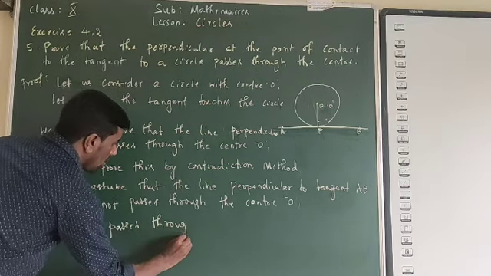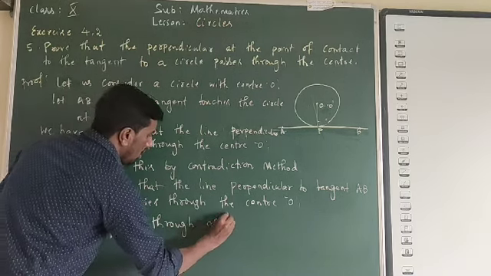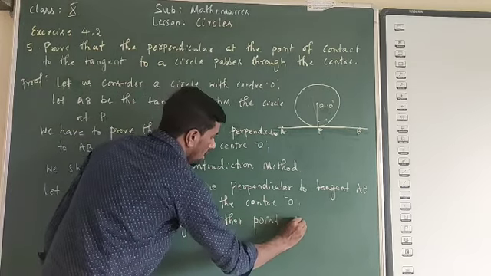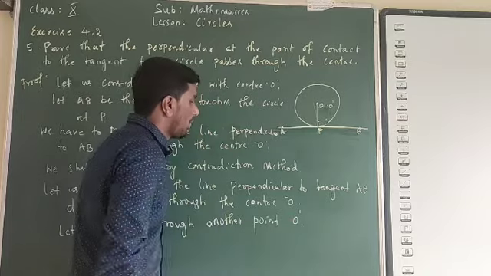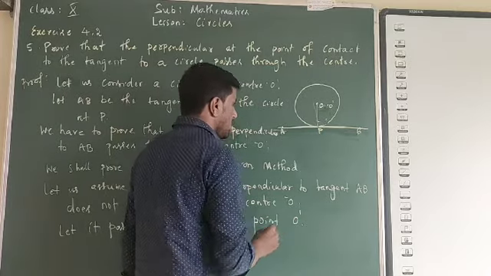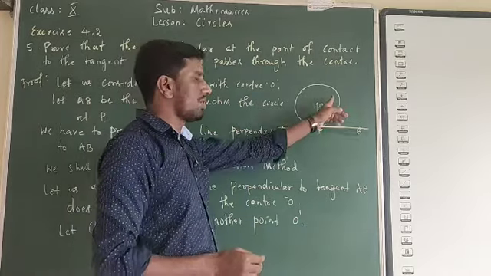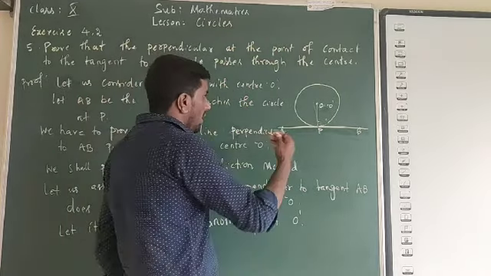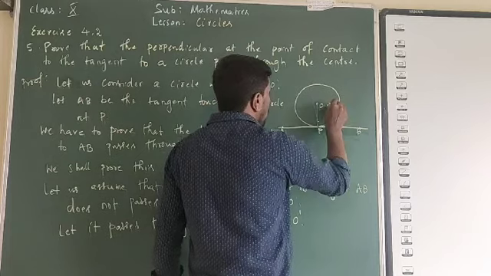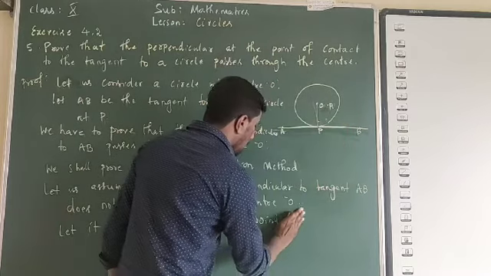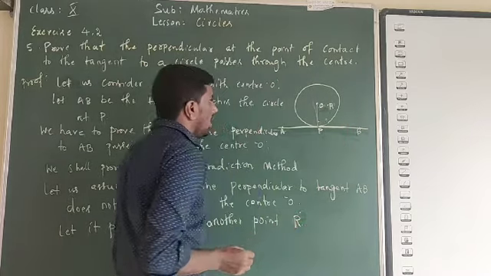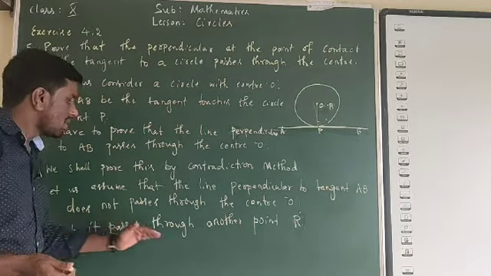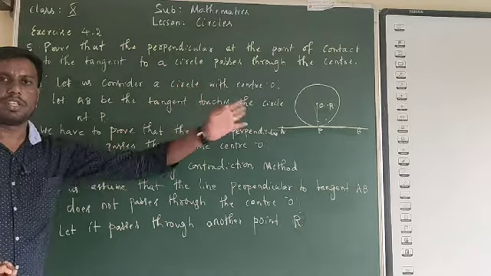Let it pass through another point O dash. We have taken it as O dash. Otherwise, we will take one more point, like any other point. We will take it as R. Let it pass through point R. Let us assume that it does not pass through O, but through another point R, which is inside the circle.